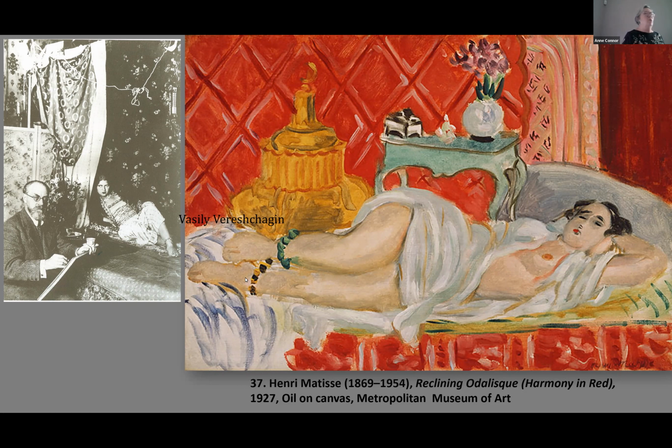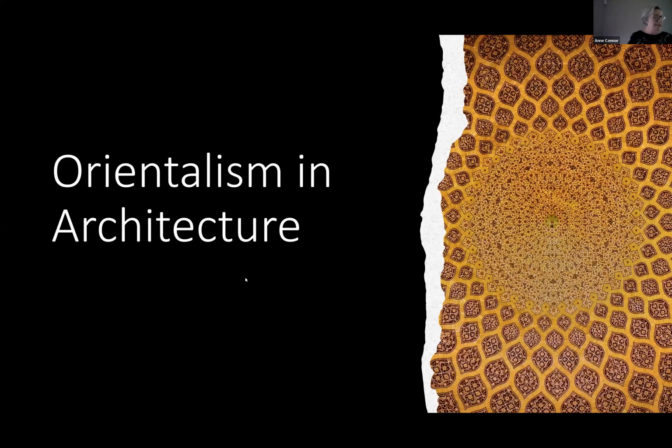Matisse had an incredible amount of props, objects, and textiles that he had bought there, and that he really enjoyed using. But it's not only in painting that we have Orientalism, we also have Orientalism in architecture, and I'm going to show you a few examples.